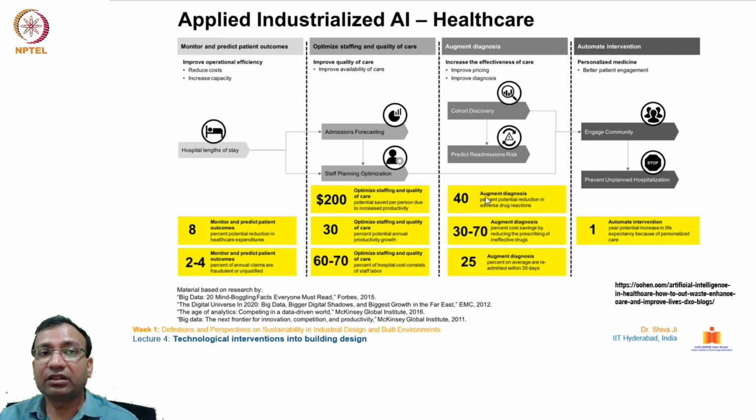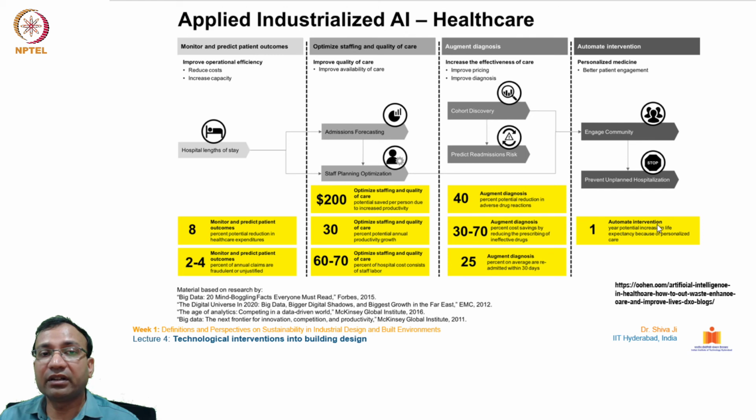Further, on the augment diagnosis, 40% potential reduction in adverse drug reactions, 30 to 70% cost savings by reducing the prescribing of ineffective drugs, and 25% on average are readmitted within 30 days. So this also can be prevented. So this is a help through this predictive modeling, in how the hospital can plan its resources, the availability of beds, the staff, doctors and nurses and other caretaking persons, for increased efficiency.